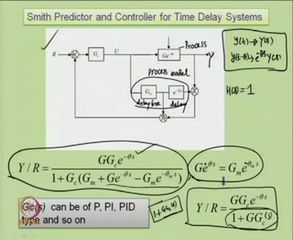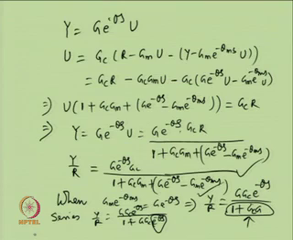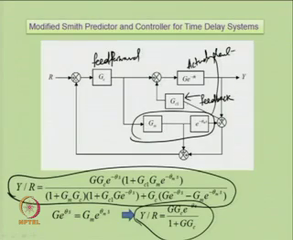So, when this process is subjected to static load disturbances, then the controller G_C alone might not be sufficient to give us the desired performance for the closed loop system. That is why there is the need for modifying the conventional Smith predictor and controller scheme to get an advanced Smith predictor controller scheme that can take care of external disturbances, load disturbances.